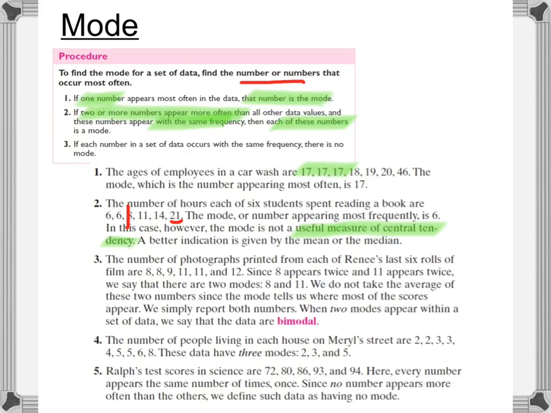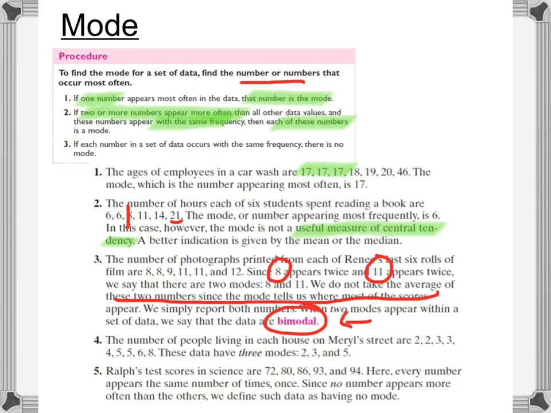Okay. The number of photographs printed on each of Renee's last 6 rolls were 8, 8, 9, 11, 11, and 12. So 8 and 11 appear both twice. So we say that there's 2 modes. We don't take an average of these 2 numbers, since the mode tells us where most of the scores appear. So that's really important. It's not like a median where we take an average. We also call this data set bimodal, which means that there's 2 modes. So this bimodal may be a new piece of information, so make sure to write that in your notes.